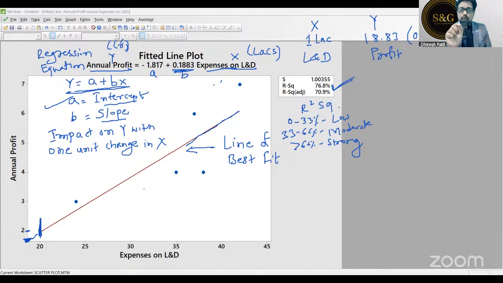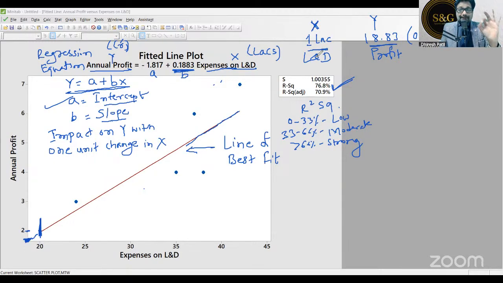What is slope? If I change my X, in this case, X is what? Learning and development expenses. What is the unit? In rupees of lakhs. So here our one unit is 1 lakh rupees. Correct? Now the slope is showing 0.1883. Now that is in crore. 0.1883 is in crore. Let's try to understand this. If I convert into lakhs, it will become 18.83.